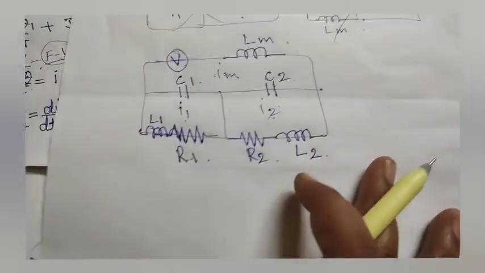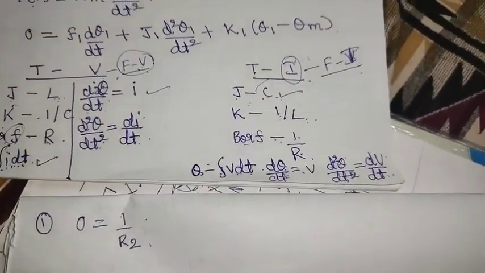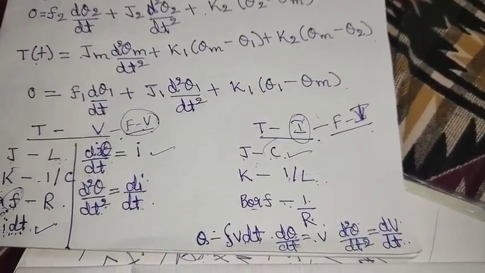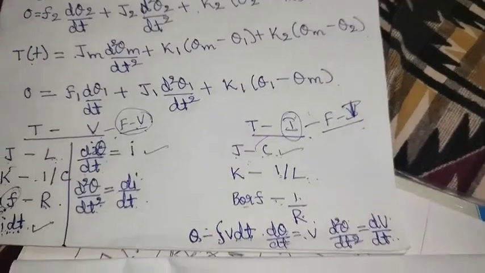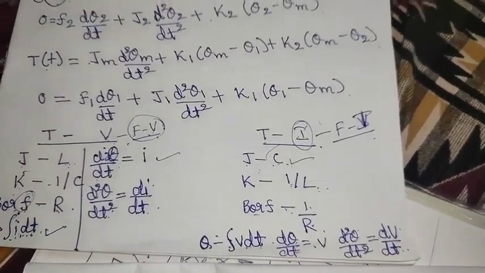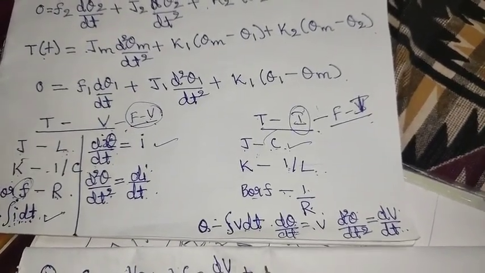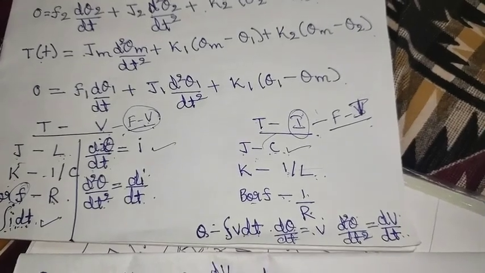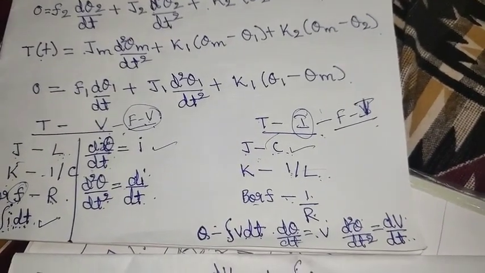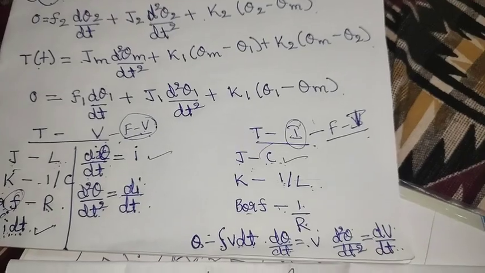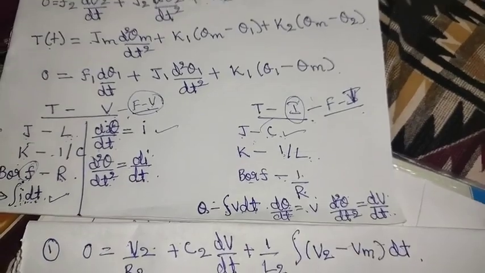Next we should write the equations for the torque current analogy similarly. We write F2 is replaced by 1 by R2. So d theta 2 divided by dt is replaced by V2, plus J2 is replaced by capacitance C2, and d square theta is nothing but dV by dt, plus K2 is nothing but 1 by L2, that is theta 2 means integration of (V2 minus Vm) dt. So this is the first equation.